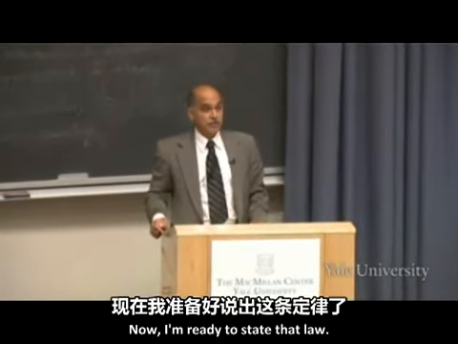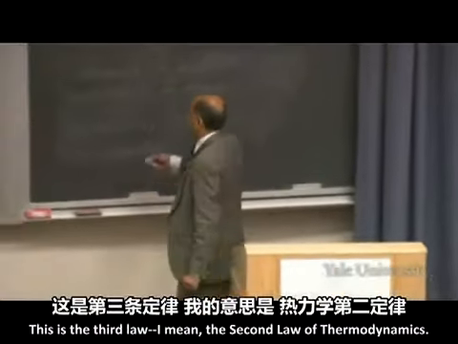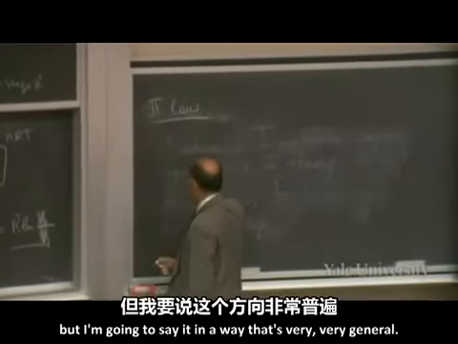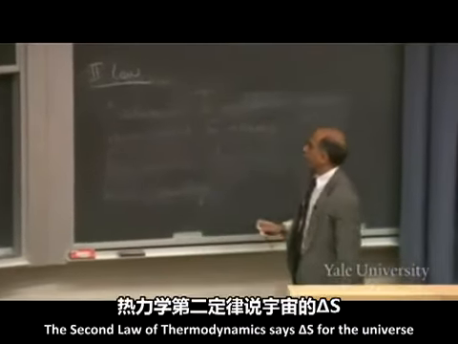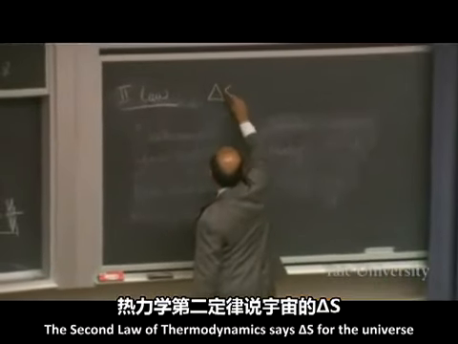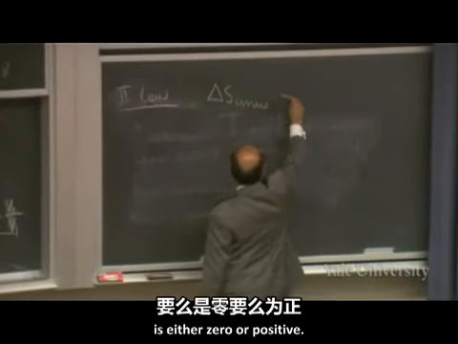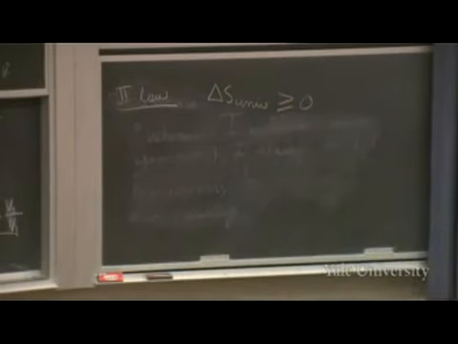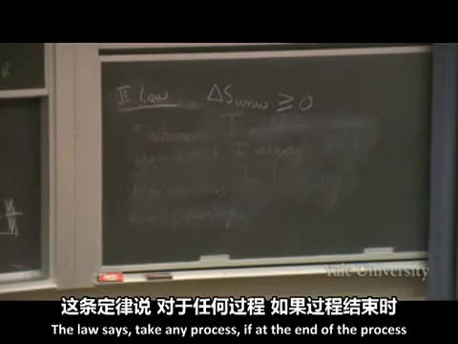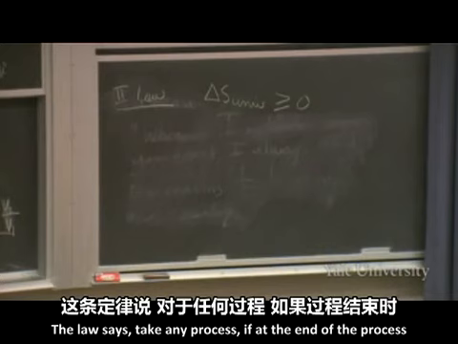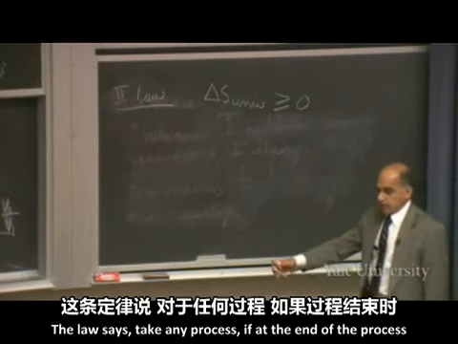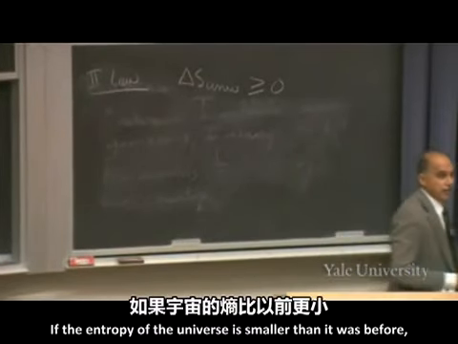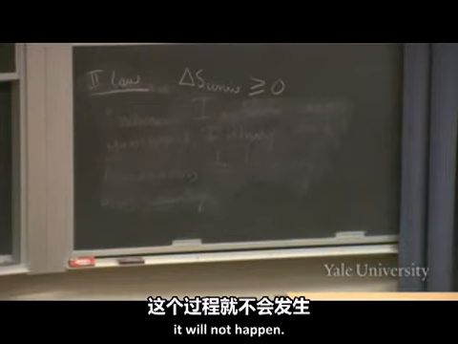So now I'm ready to state that law. So this is the third law. The second law of thermodynamics. Carnot said it one way, but I'm going to say it in a way that's very, very general. The second law of thermodynamics says delta S for the universe is either 0 or positive. There you have it. That's the great law. The law says take any process. If at the end of the process the entropy of the universe is bigger than it was before, that will happen. If the entropy of the universe is smaller than it was before, it will not happen.